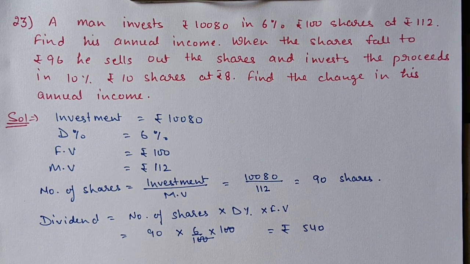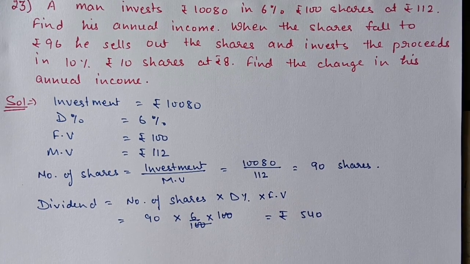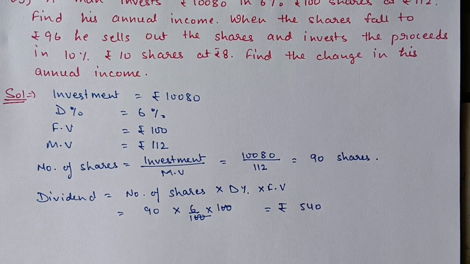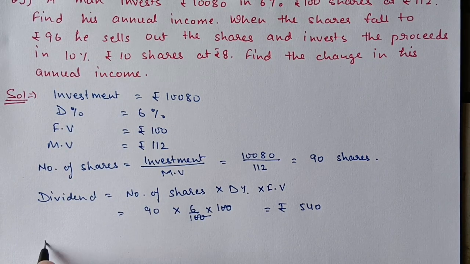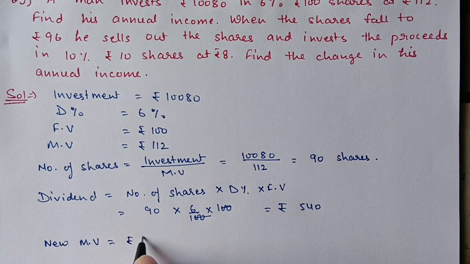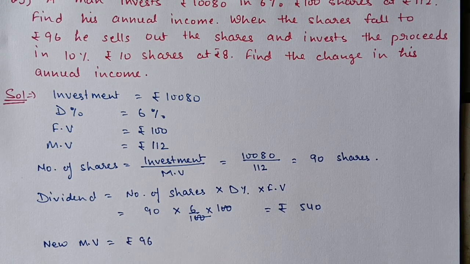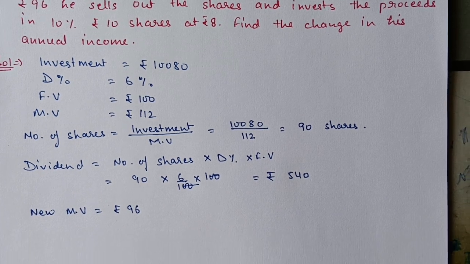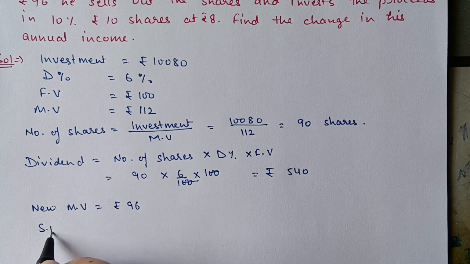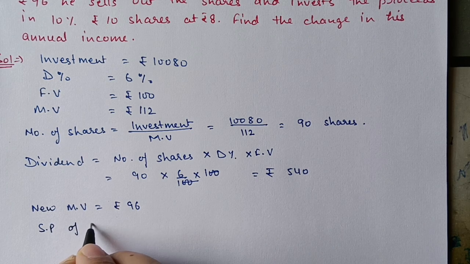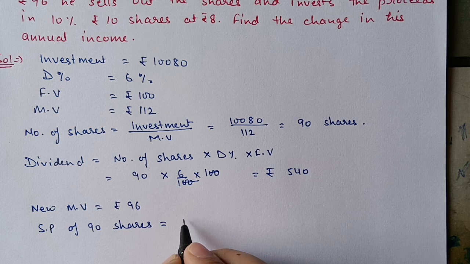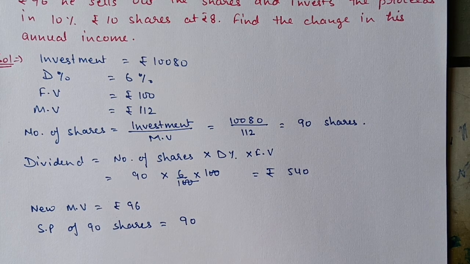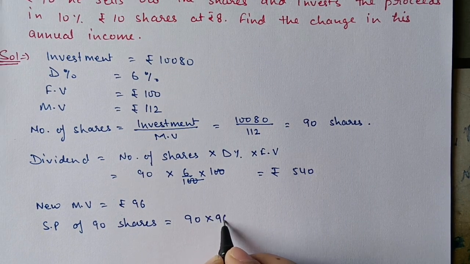So he is getting a dividend of 540 rupees from the first shares. Now what he did: when the shares fell down to 96 rupees, meaning the new market value is now 96 rupees, at this time he sold his shares. So the selling price of 90 shares will be 90 shares he has sold at 96 rupees.